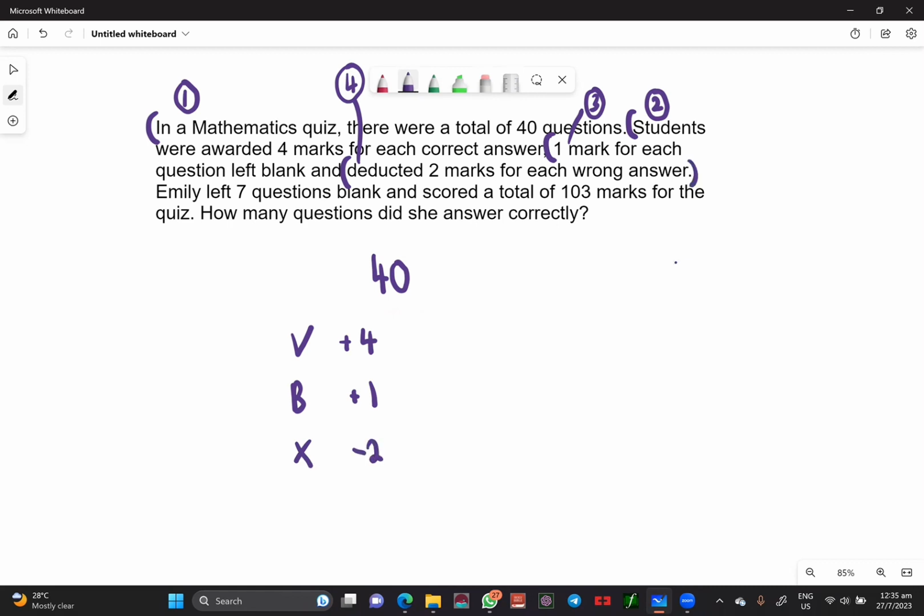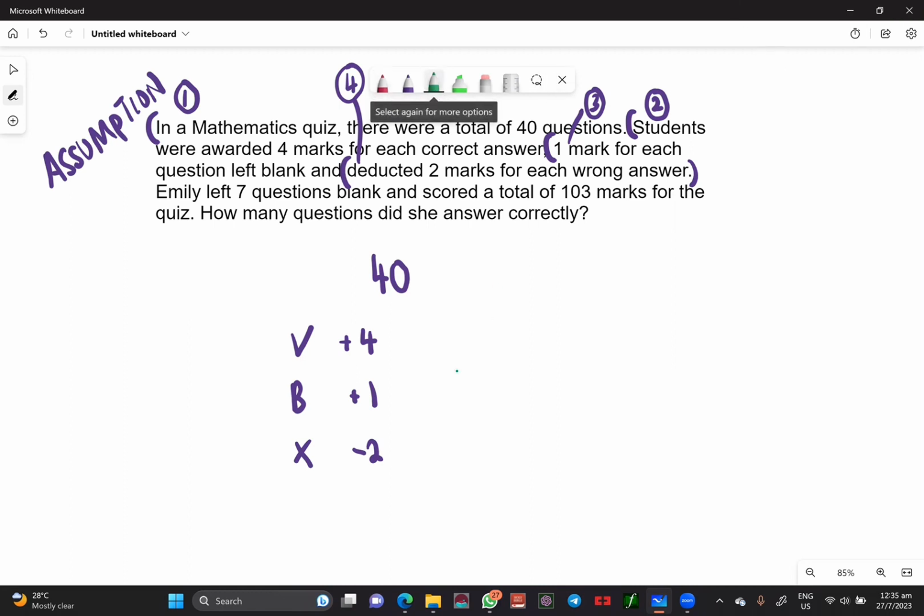Now, whenever you see a question like that, you realize that you need to use assumption or guess and check to solve it, because you need to find how many questions are correctly answered, how many are left empty, and how many are wrong. So what we want to do is use assumption. I'm going to write assumption over here, and use it to solve a question like this.